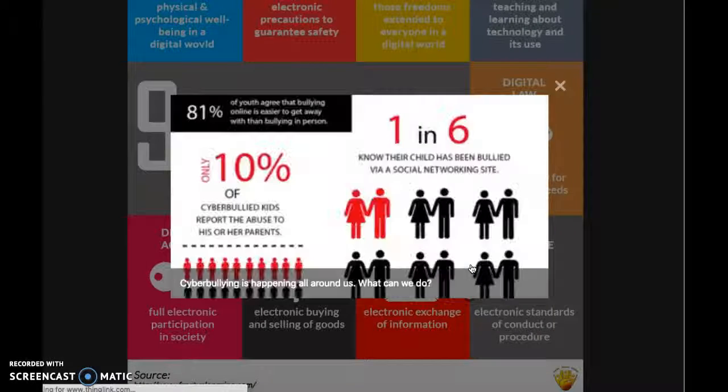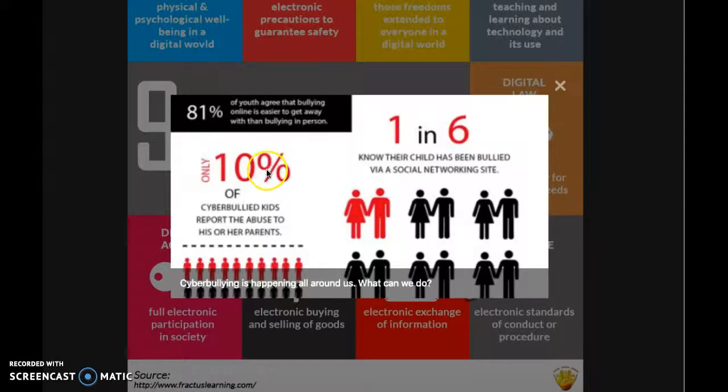So first, many people don't know that 81% of youth agree that bullying online is easier to get away with than bullying in person, and it's super common. And unlike when we see bullying in person, as adults we can step in and intervene and talk about these things, a lot of times bullying online goes without being noticed.